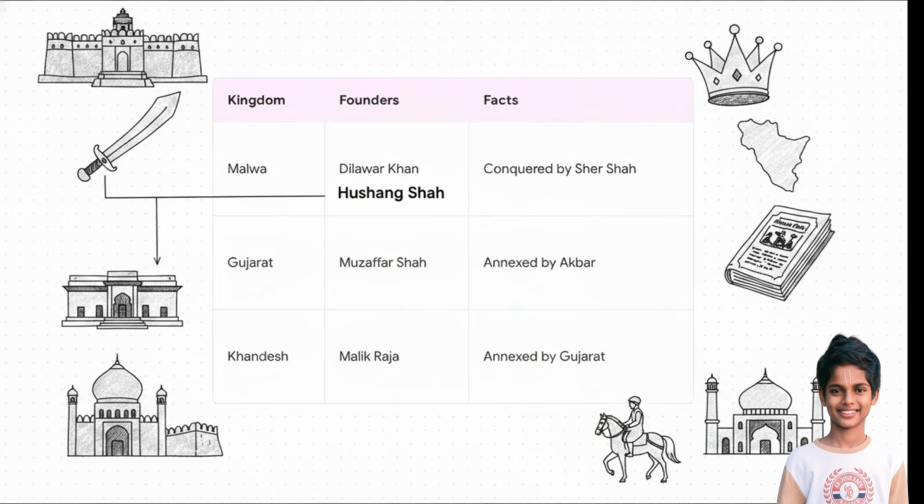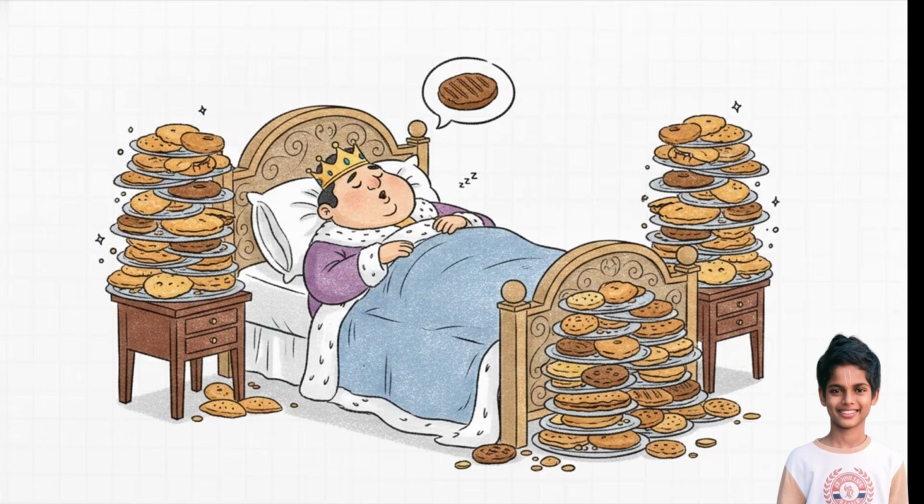In Malwa, Dilawar Khan founded the kingdom in 1401, although Hushang Shah ended up being its most powerful ruler. Over in Gujarat, Muzaffar Shah started their independent kingdom in the 15th century, which Akbar eventually annexed. And for Khandesh, your guy is Raja Ahmed, also known as Malik Raja. He was their very first independent ruler. His successor, Nasir Khan, went on to build the important town of Burhanpur. Okay, quick fun fact to help you remember Gujarat's rulers.